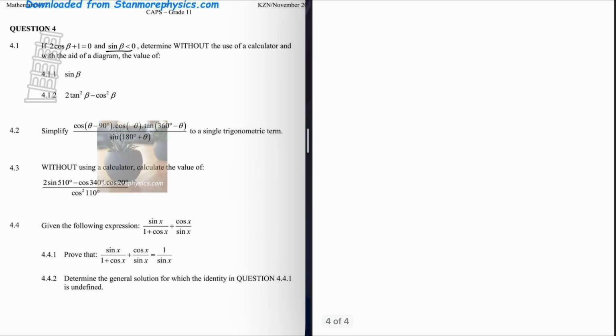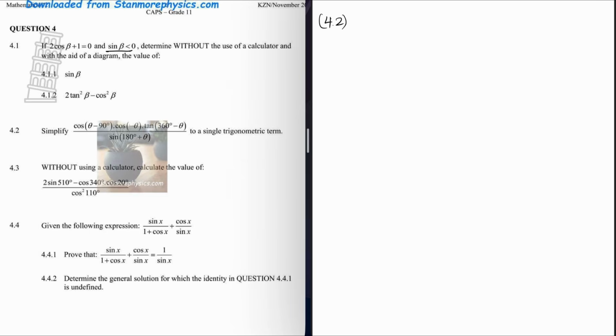Moving on now to question 4.2. Question 4.2 says simplify cos of theta minus 90 multiplied by cos of minus theta times tan of 360 minus theta over sine of 180 plus theta to a single trigonometric ratio or single trigonometric term.